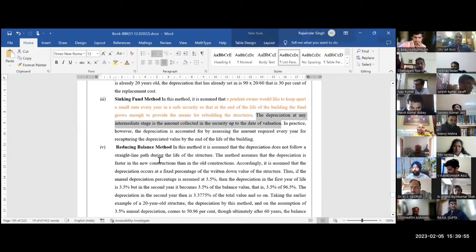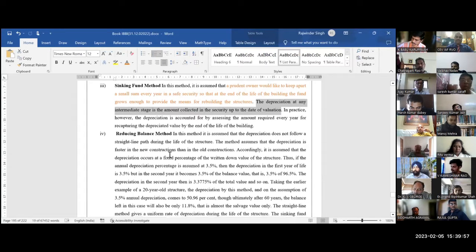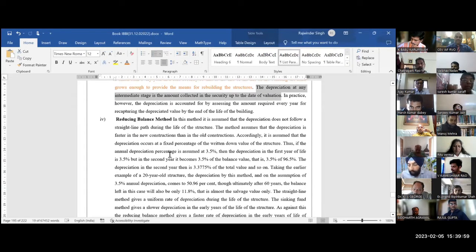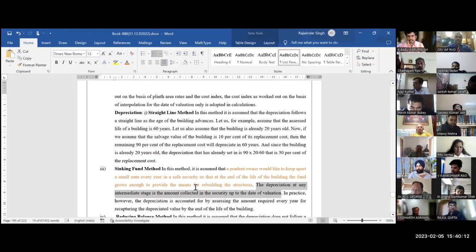And the third method is the reducing balance method. It is also called the linear percentage method. It is also called the WDV method, written down value method. So in this method, what do we say? What is the difference between the straight line method and this reducing balance or linear method?